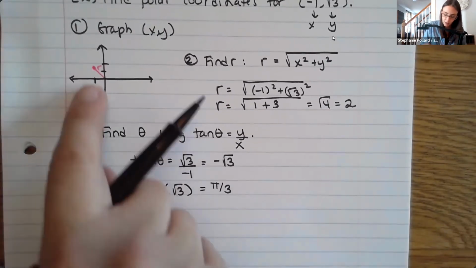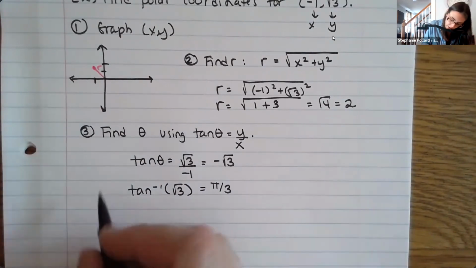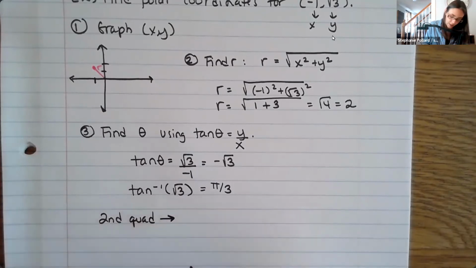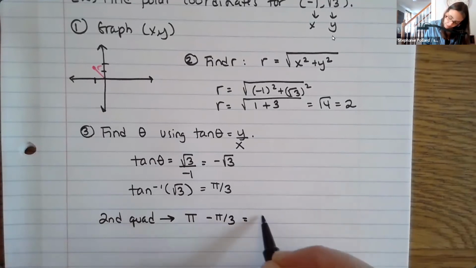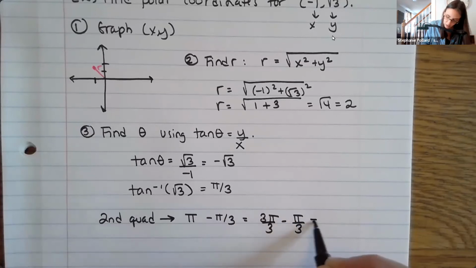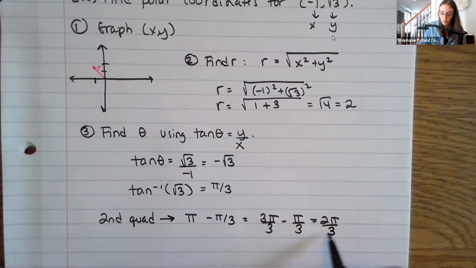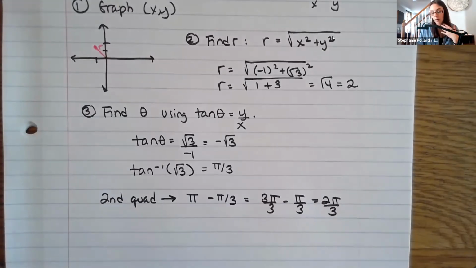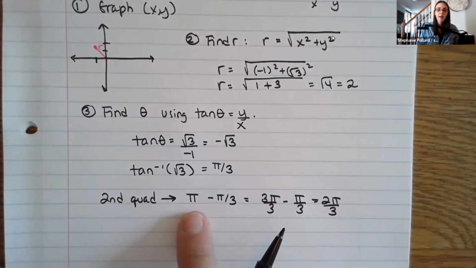And then instead, we're going into the second quadrant. So what I can do is take that 180 degrees and subtract pi over 3, and I get 2 pi over 3. So remember, for the second quadrant work, you're always subtracting from 180 degrees, or if you're in radians, from pi.